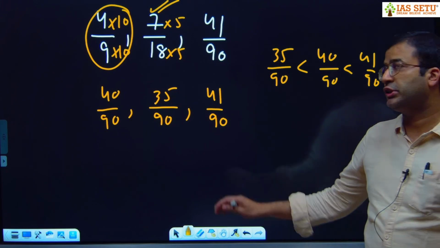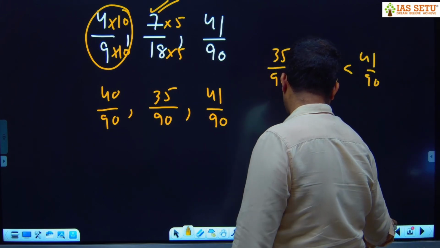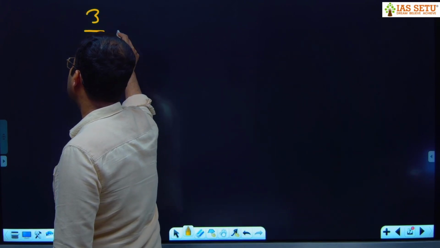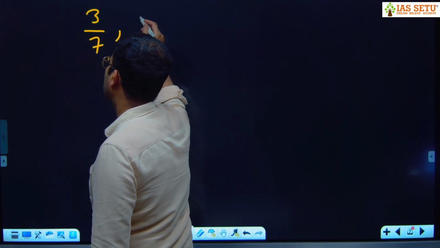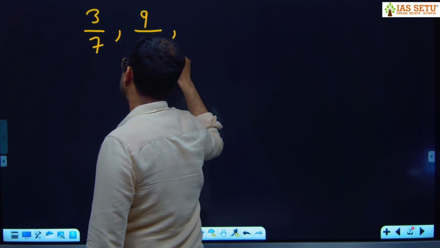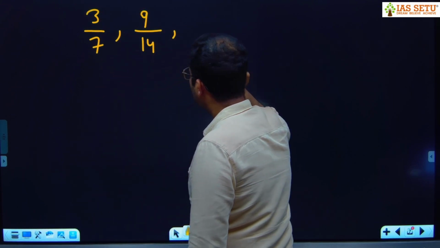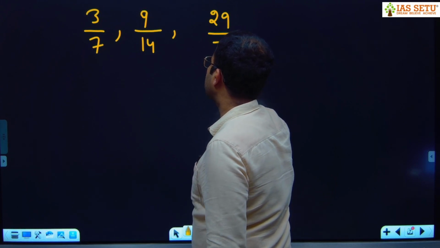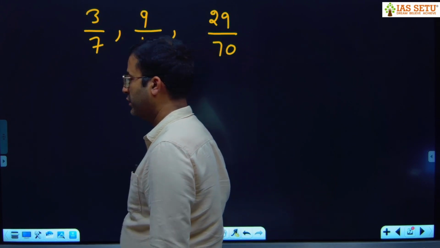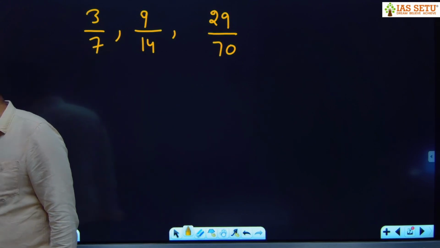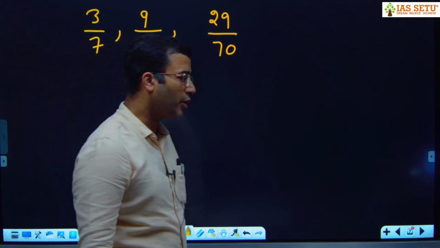Let me ask you a question. Try to make your denominator the same. 3/7, 9/14, 29/70. Take time, arrange these three fractions in ascending order. Try.